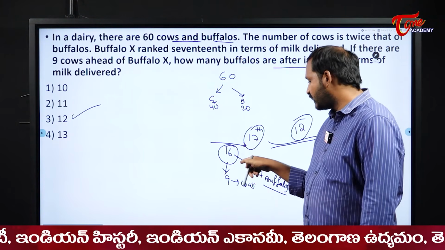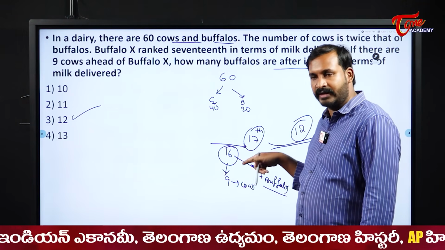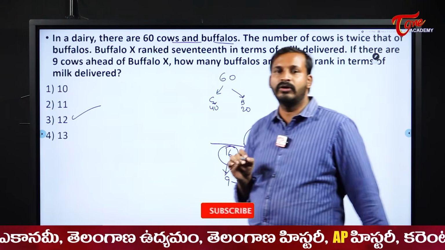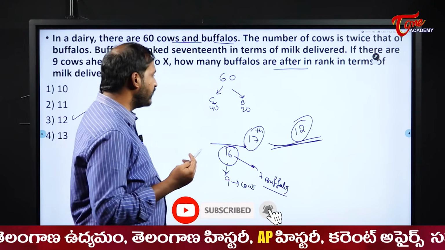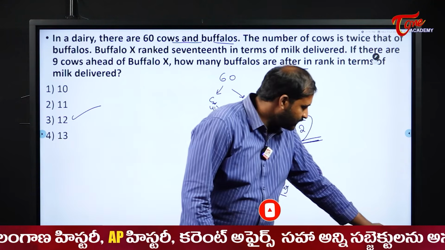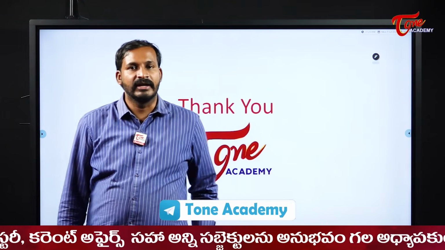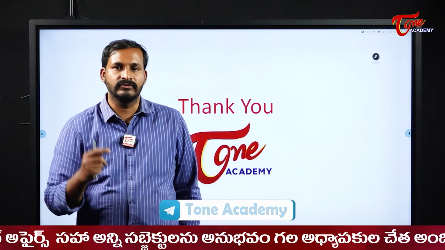See, ahead of that X buffalo there are 7, and including that X buffalo it will become 8. So behind it how many are there? 12 more are there. Ahead 7 and after 12 are there. In this manner we are going to find the rankings, students, right? In our next video we will see a new concept. Thank you very much.